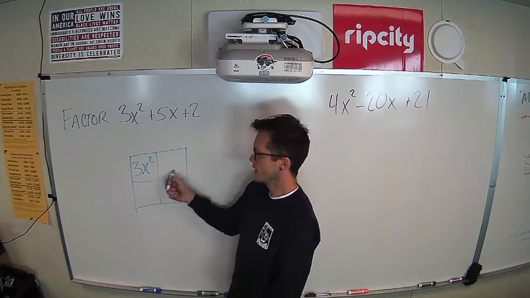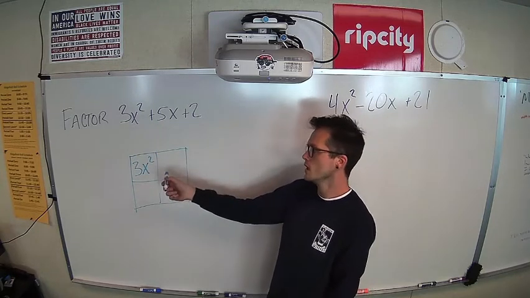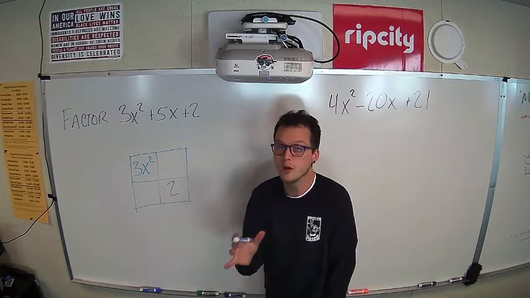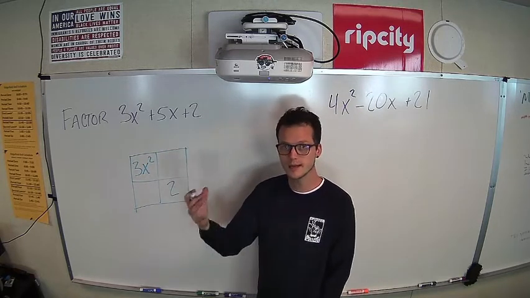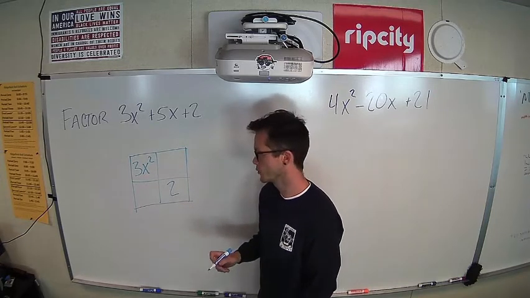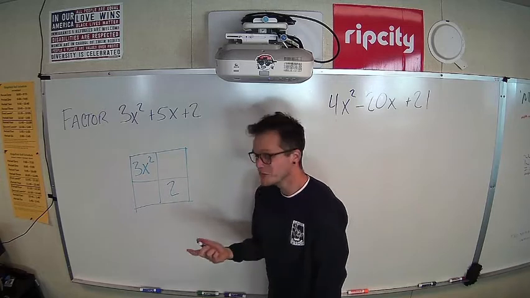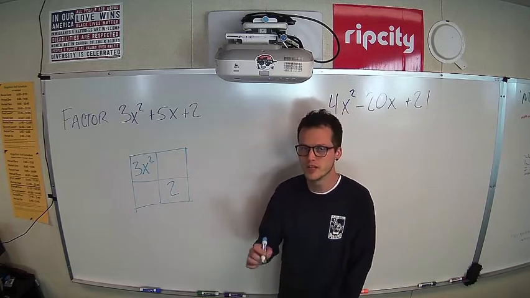The two empty boxes, well, these are going to be the x's before we combine like terms. And we need to figure out what they are. We don't know what they are, but we know they add up to 5x. So that kind of idea is still true, the same as when we factored quadratics previously. So this is where we get our guess and check on. It's an educated guess and check, but guess and check nonetheless.